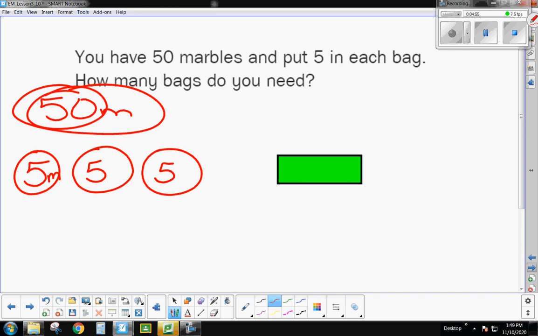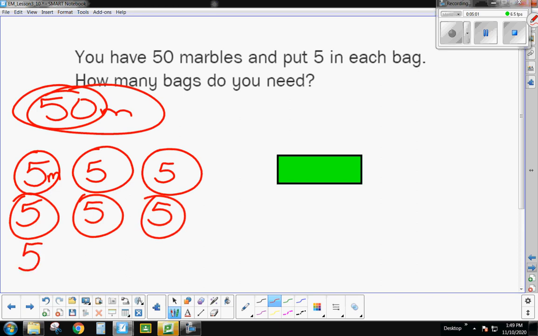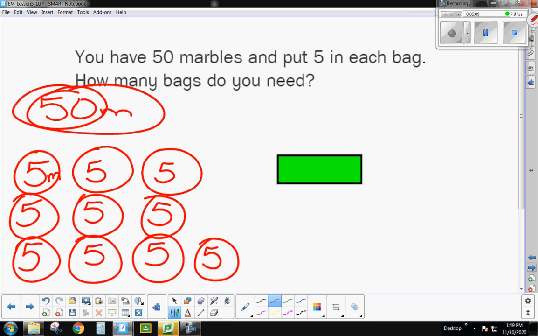So I've got 5, 10, 15, 20, 25, 30, 35, 40, 45, 50. All right, let me double check and make sure I counted that right. I got kind of distracted with something out in the hallway. 5, 10, 15, 20, 25, 30, 35, 40, 45, 50. Good. All right, we got it.